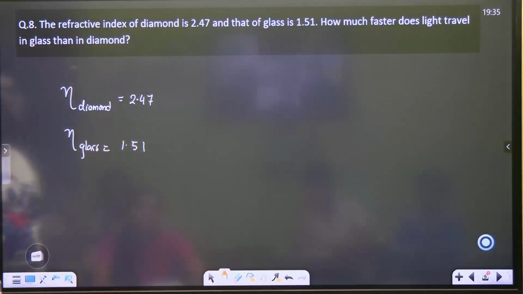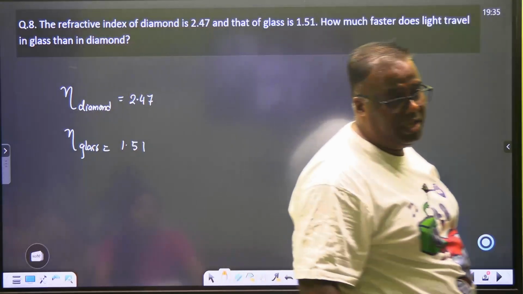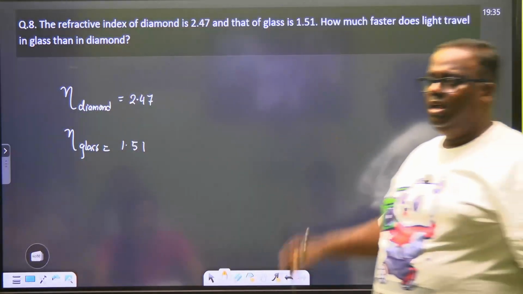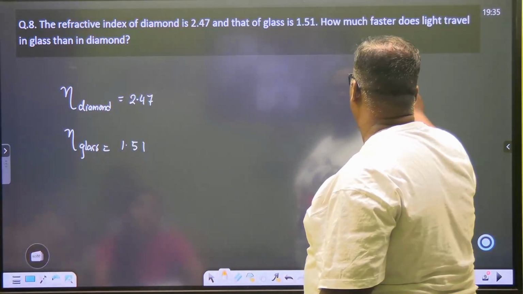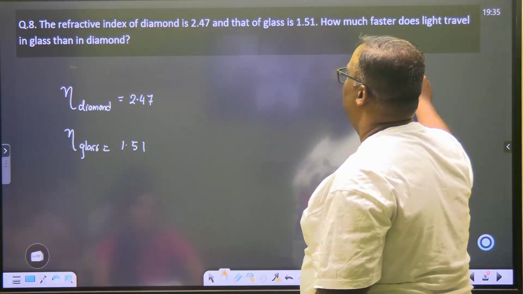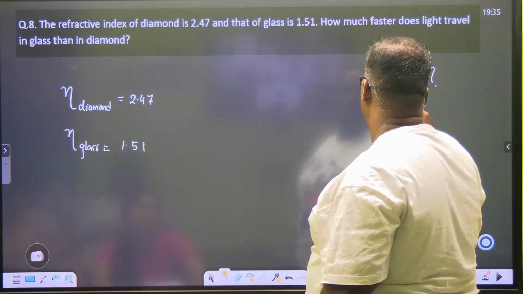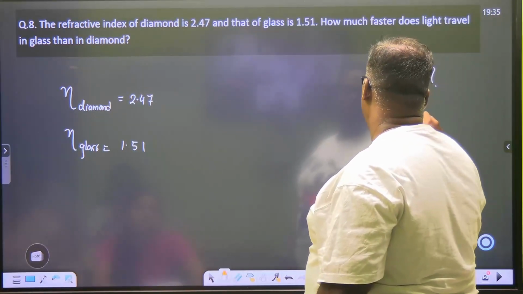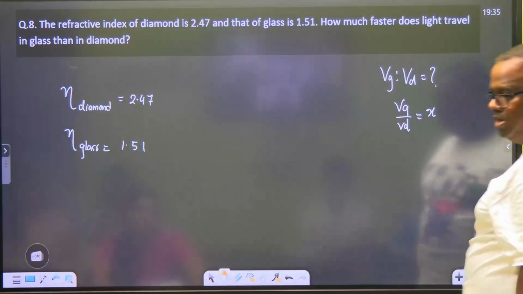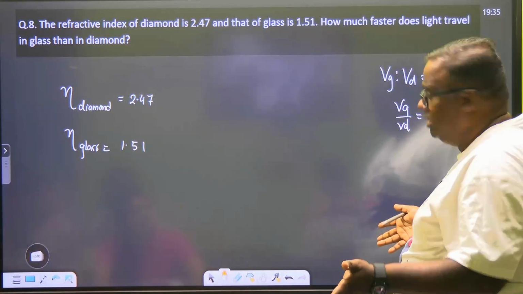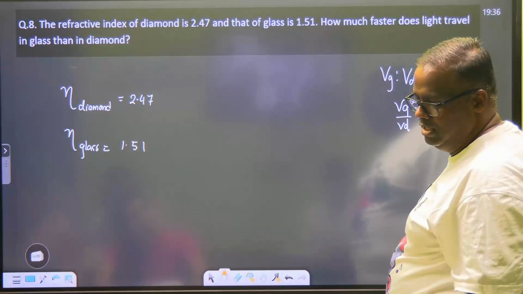1.51. How much faster does light travel in glass than in diamond? So basically we have to find Vg to Vd, diamond. If we can find this ratio Vg upon Vd, say we get some value x, then we can say glass is x times of diamond. Diamond will be slow, we know that. That's what they're asking, how much faster. So you have to find this ratio, Vg is to Vd. Shall we?